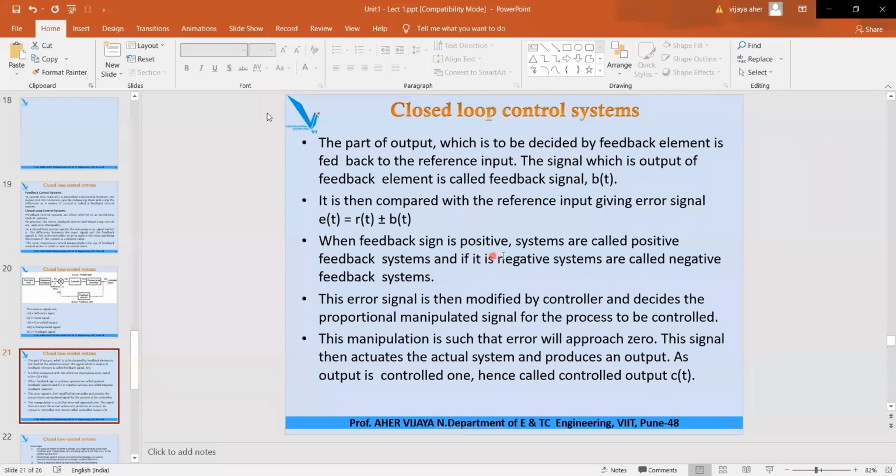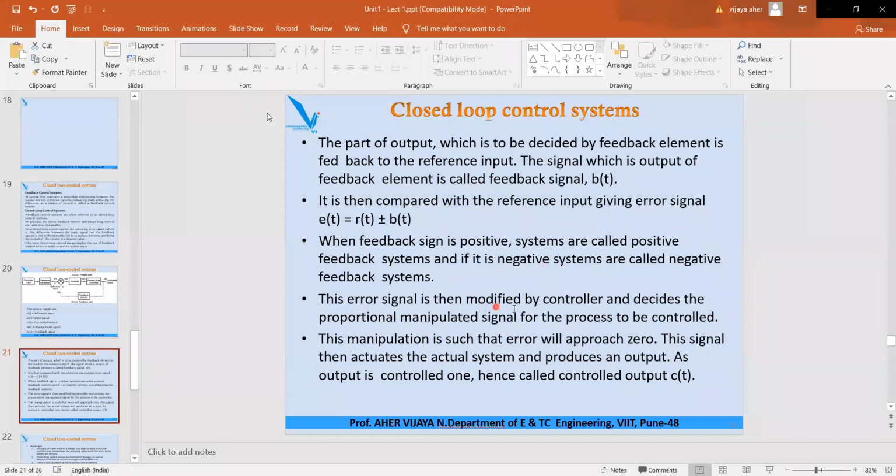Now, when the feedback sign is positive, you can call this system a positive feedback system. If it is negative, that system we call a negative feedback system. In EDC or ADC, you may have also studied positive feedback and negative feedback in ECA. There are again two subtypes of positive and negative feedback, but here you have to remember only positive feedback and negative feedback. When the feedback sign is positive, we call that positive feedback. When it is negative, we call that negative feedback.